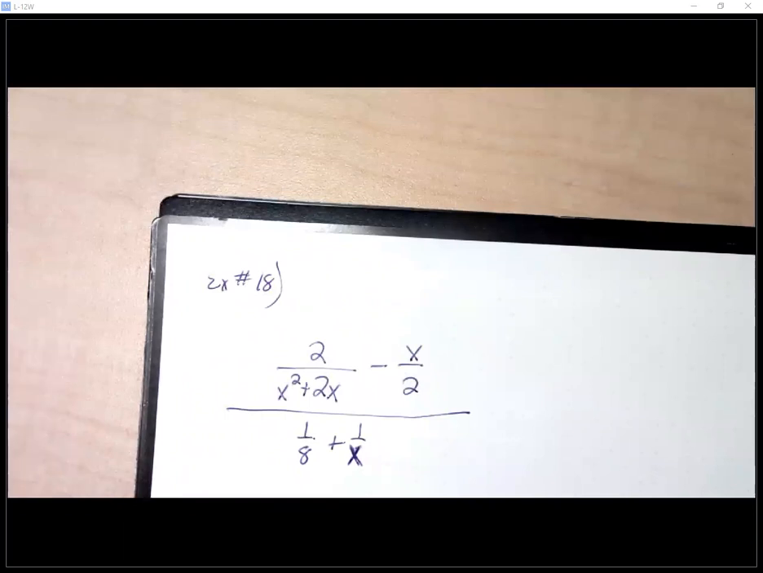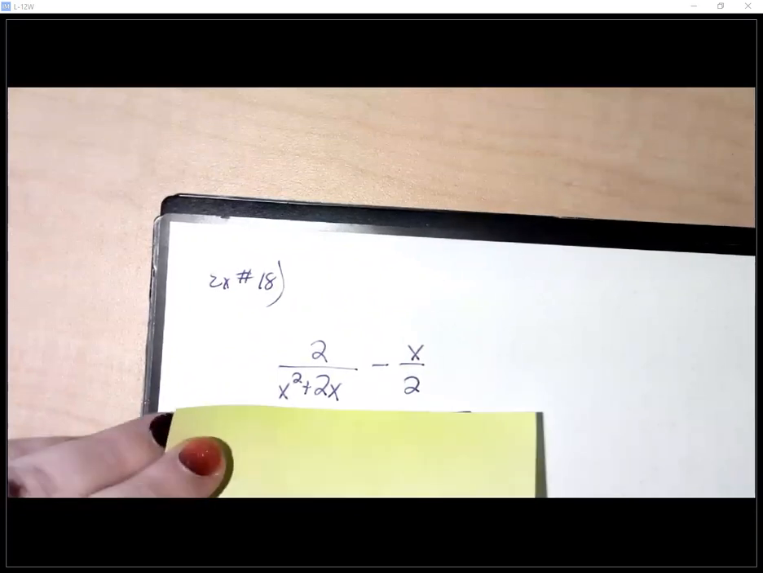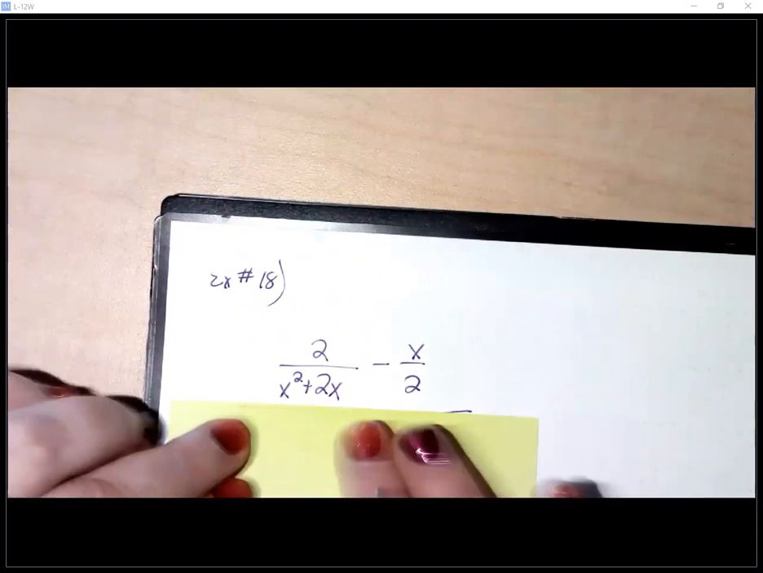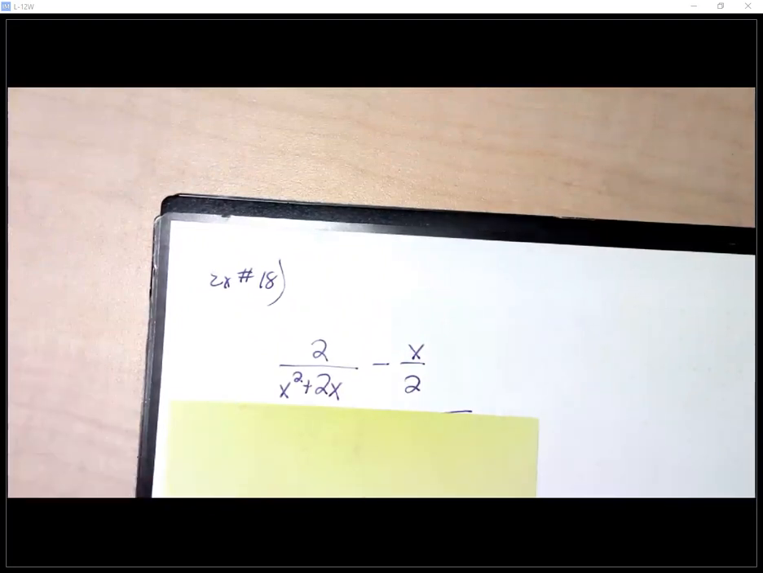Too bad, so sad. But the good news is you only ever have to deal with one set at a time. So let's just say see you later, denominator. I'll deal with you later. I've got a lot on my plate here. Okay, so I need to get common denominators.